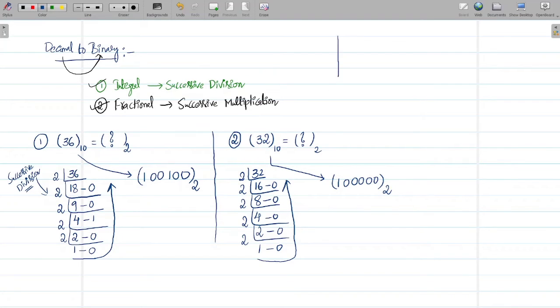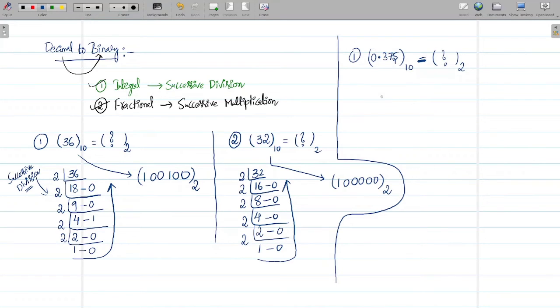Now let me go to the second part, the fractional part. In order to understand how to convert a fractional part into its equivalent binary number, let me consider one example, which is 0.375. I want to convert this decimal number into the equivalent binary number. How can I do it? I can do it by using the successive multiplication method.